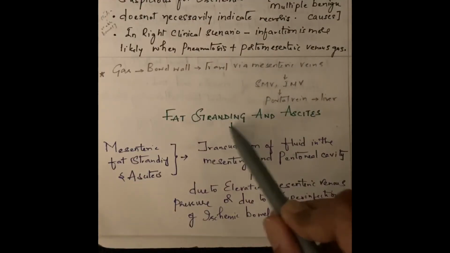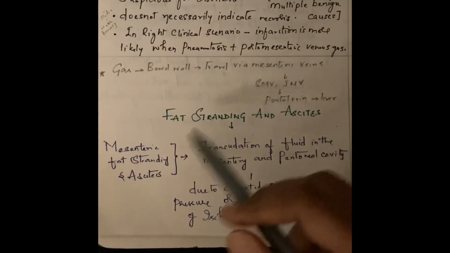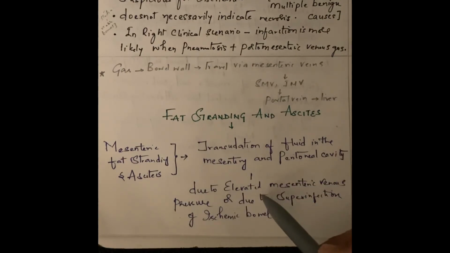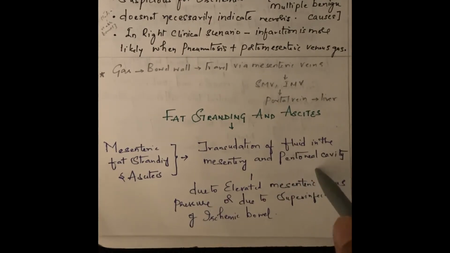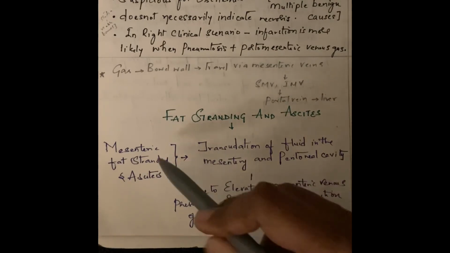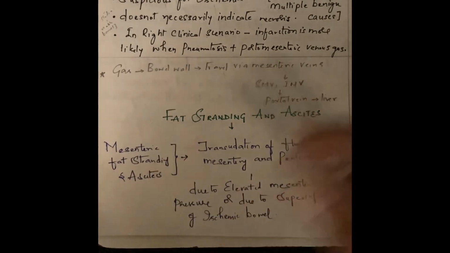Next finding is fat stranding and ascites. This is mainly due to elevated mesenteric venous pressure or due to superinfection of the ischemic bowel. It leads to transudation of fluid in the mesentery and peritoneal cavity, leading to mesenteric fat stranding and ascites.